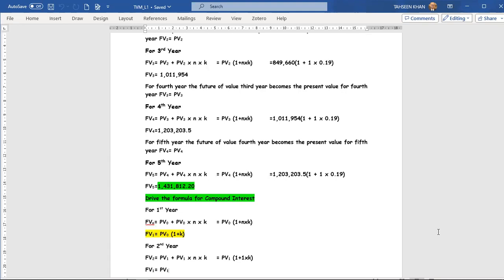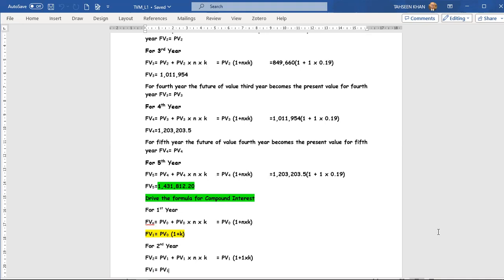So we are going to develop a formula in order to simplify the solution of this type of question. We have FV equal to PV naught plus PV naught multiplied by N multiplied by K, which is equal to PV naught (1 plus N multiplied by K). N is 1 for a single year calculation. For the first year, it comes to PV naught (1 plus K). For the second year, we have FV2 equal to PV1 (1 plus K).